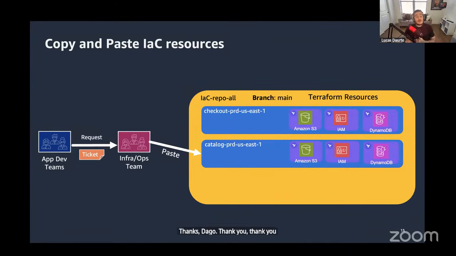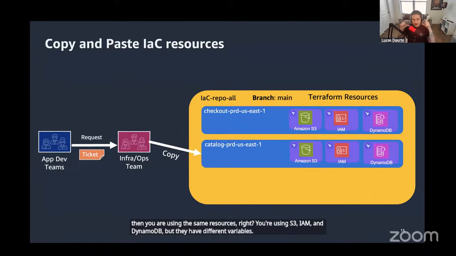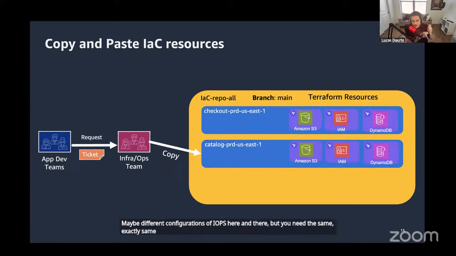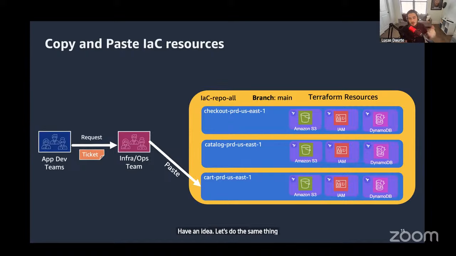So you paste the catalog application and then you are using the same resources, right? You're using S3, IAM, and DynamoDB, but they have different variables, maybe different configurations of IOPS here and there. But you need exactly the same infrastructure, but with some different configurations. Have an idea. Let's do the same thing. Let's copy and paste that.